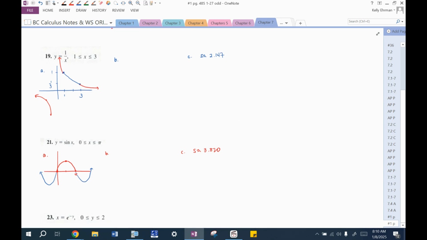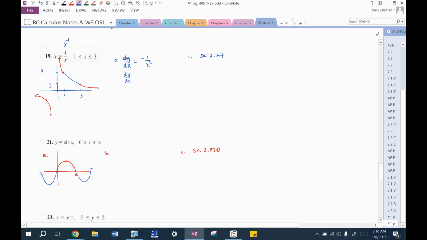All right, so what about this one? So I've sketched the 1 over x graph. We're looking at the interval 1 to 3. So dy/dx, this is x to the negative 1, so it becomes negative 1 over x squared.